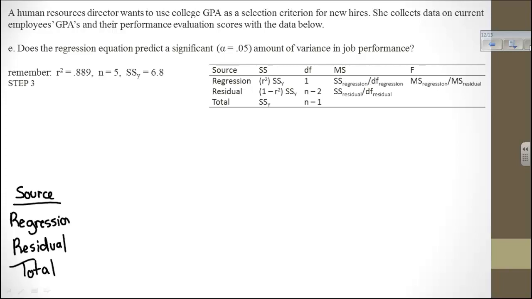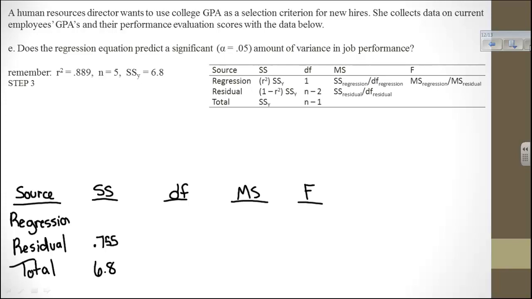And again, I hope you're pausing these videos and trying this out before you watch the answers. All right. Sum of squares, degrees of freedom, mean squares, and F. And I'm starting with step 3 again, just because we need our degrees of freedom for step 2 anyway. So sum of squares total, again, remember it's just equal to sum of squares y, which is 6.8. Sum of squares residual, so what we already found, 0.755.